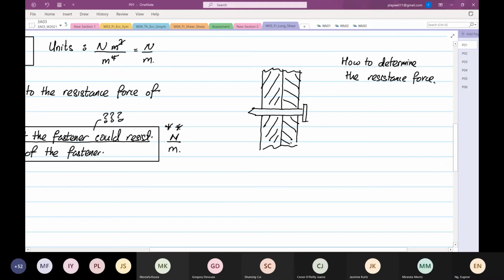Anyone? Are there standard tables that you can look up? Good answer. I don't know. Probably they will. But if now we don't have the standard table, what will you do?